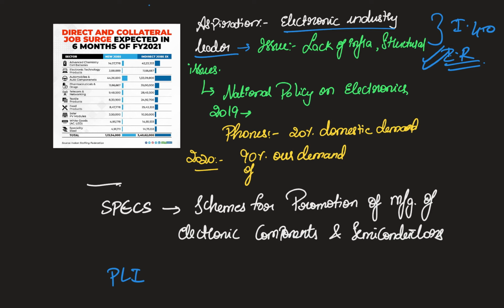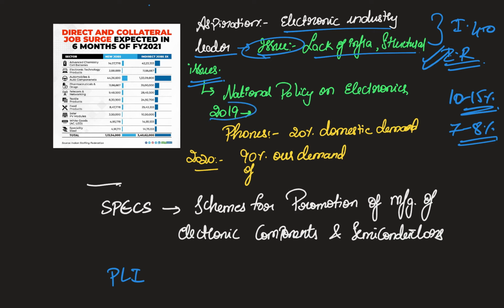Now, what is the issue in the Indian economy? Lack of infrastructure and a lot of structural issues. For example, the cost of exports increases because of the lack of supporting infrastructure, and because the logistics cost is so high, nearly 10 to 15%, whereas in other countries it is hardly around 7 to 8%. Because of all these issues, the electronics industry did not really take off.